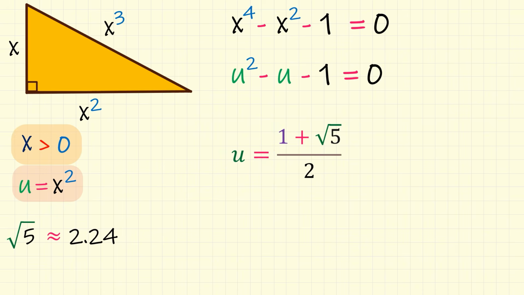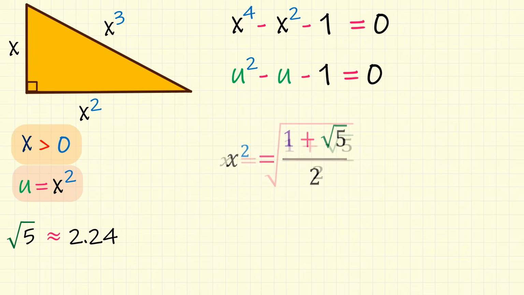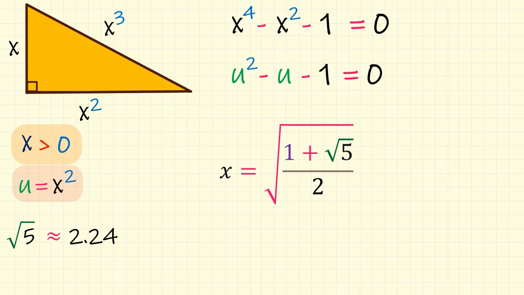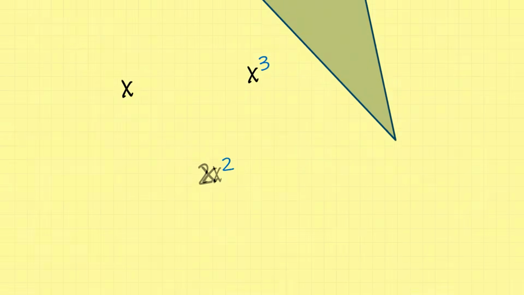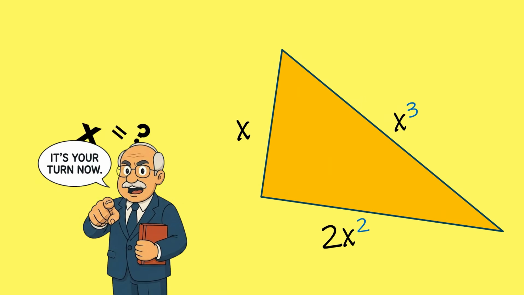Now that we've isolated u, we substitute x squared back into the equation. x squared equals the quantity 1 plus the square root of 5 over 2. To find x, we take the principal positive square root of both sides. This gives our exact theoretical answer. x equals the square root of the quantity 1 plus the square root of 5 over 2, which is approximately 1.272.